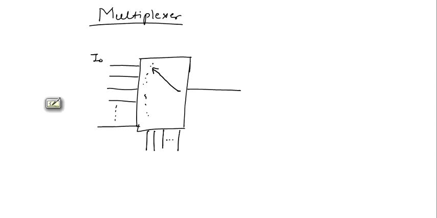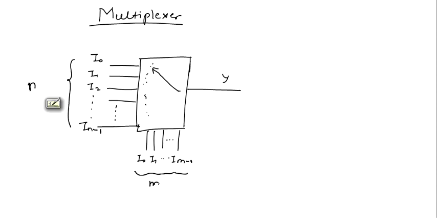So inputs will be written as I0, I1, I2 to IN, while the select lines will be S0, S1 to SM, and this will be output Y. So sorry, the inputs will go up to n minus 1. So there will be n number of inputs, and this will be m minus 1, and there will be m number of these lines which are called control inputs or select lines.